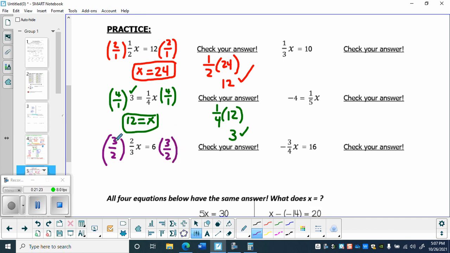All right, so 3 over 3 is 1. 2 divided by 2 is 1. You could also think of 6 over 6 as 1. But again, all that stuff cancels out because 1 times x is just our x.